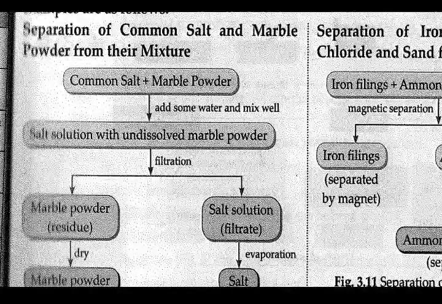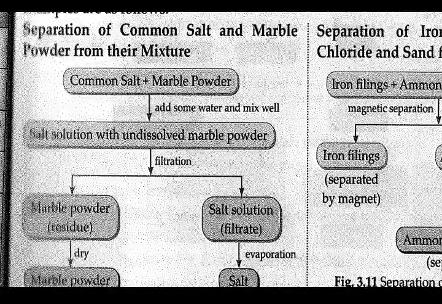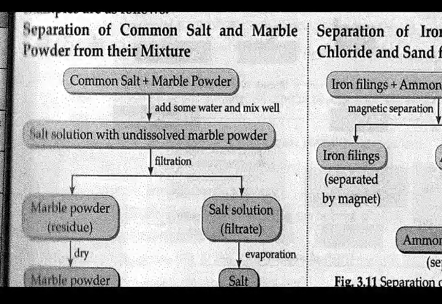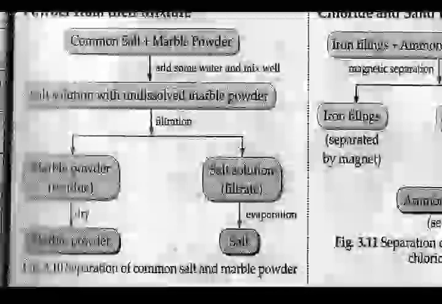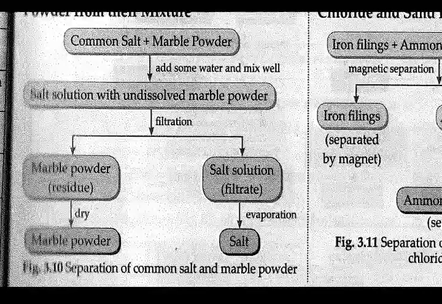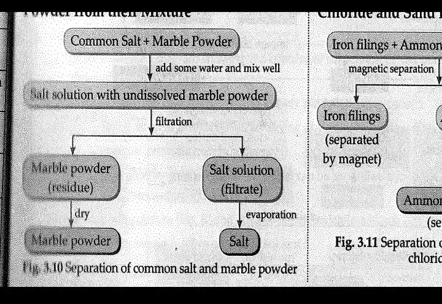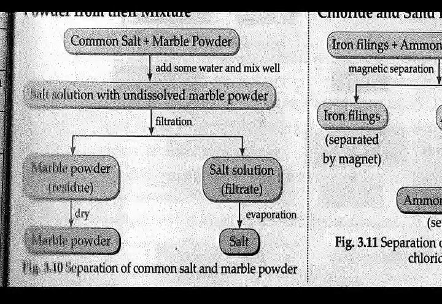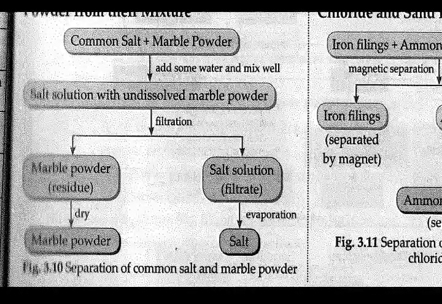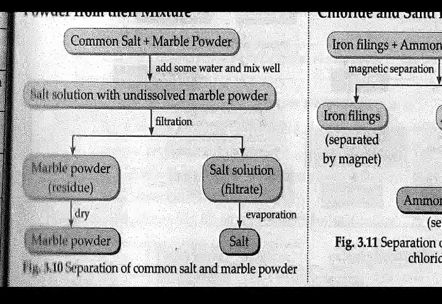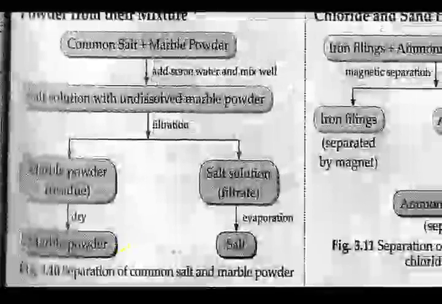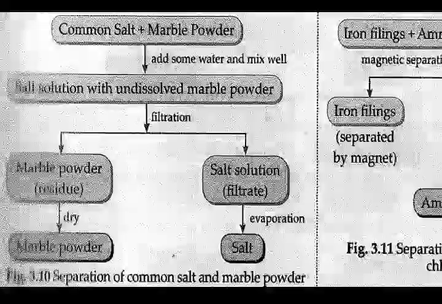What do we obtain as residue? On the filter paper we obtain the marble powder as residue, and as filtrate in the beaker, we get the salt solution. Then after that, we evaporate the salt solution, all the water evaporates, and we get the salt. We can recover the marble powder and dry it on the filter paper itself. Then we can recover both the marble powder and the salt.